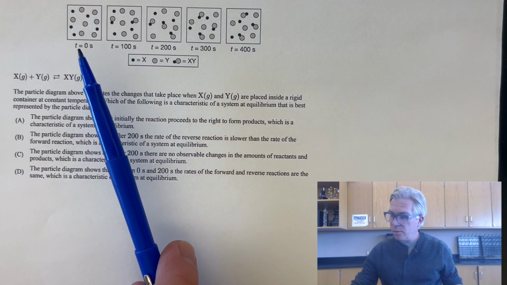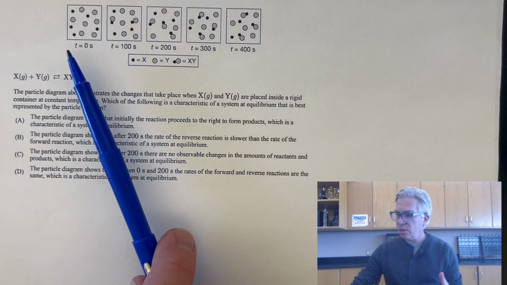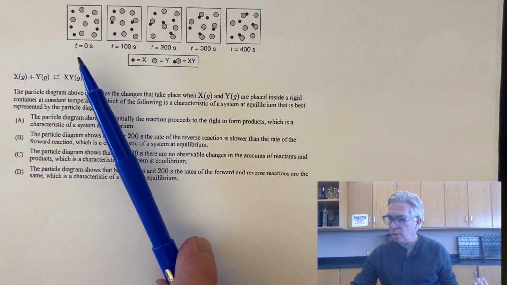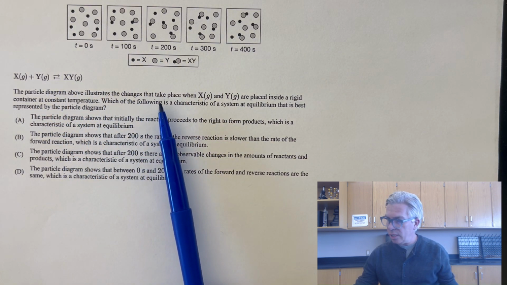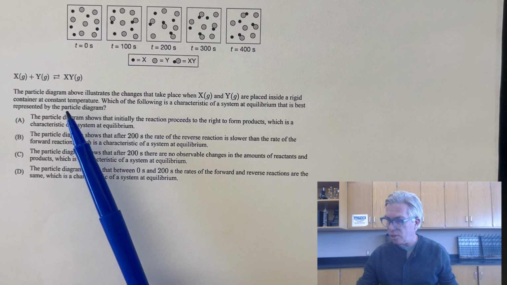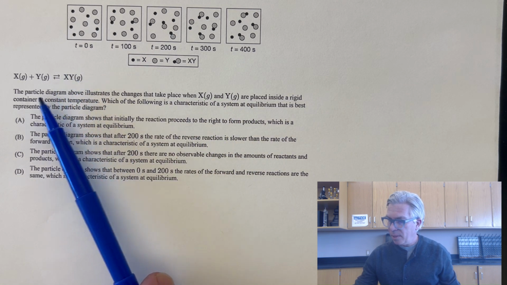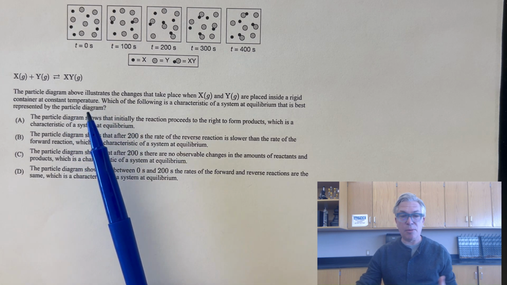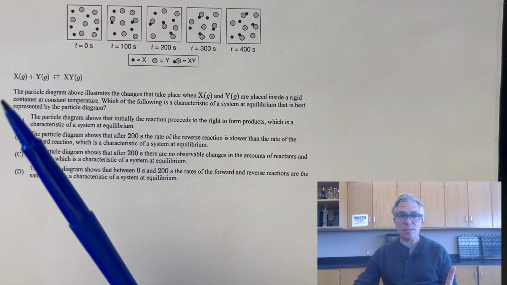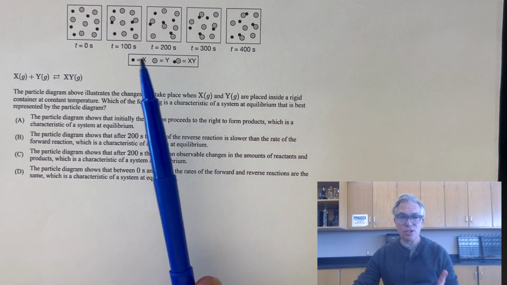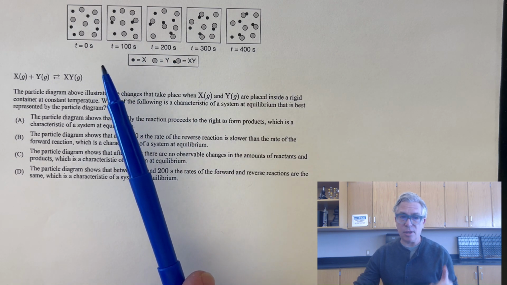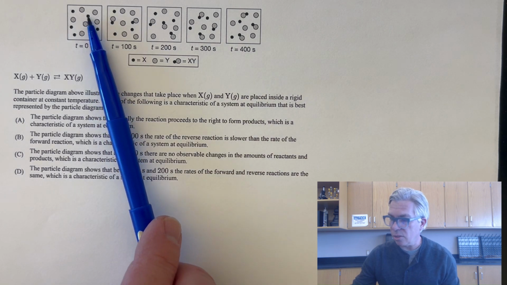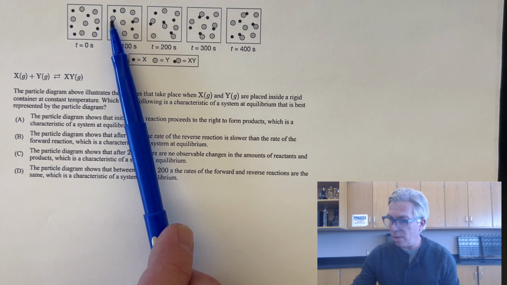Okay, our next question is a particle diagram. And so this is another way to show things getting to equilibrium. So the particle diagram shows the changes that take place when X and Y are placed in a rigid container, making XY. Okay, so which of the following is a characteristic of a system at equilibrium that is best represented by the particle diagram? So I always tell my students, when you see diagrams like this, start counting. Start counting atoms and molecules immediately because it's probably doing something about how many there are. So here they have all separate. Here we have 2 molecules of product.